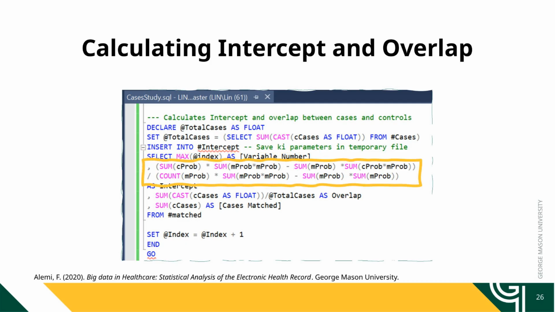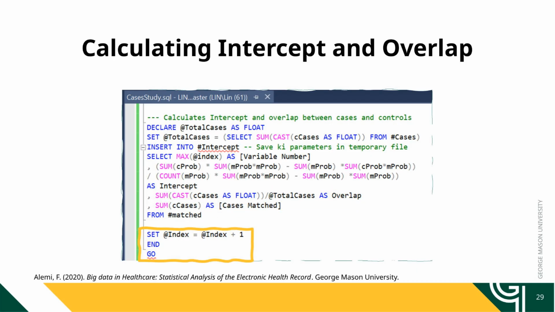The formula computes the intercept value using the mortality probabilities. This value is crucial for statistical modeling. It calculates the proportion of cases matched to total cases, indicating the degree of overlap between case and control groups. This counts how many cases were matched in the analysis.